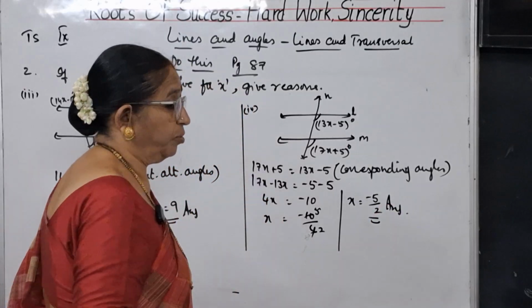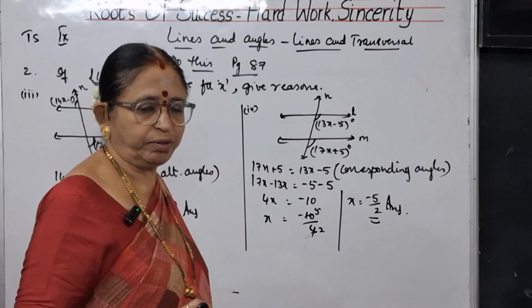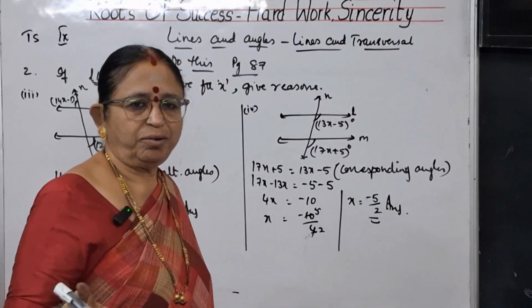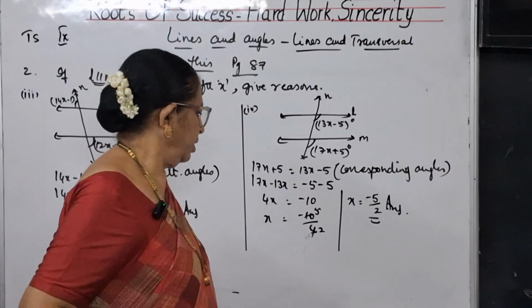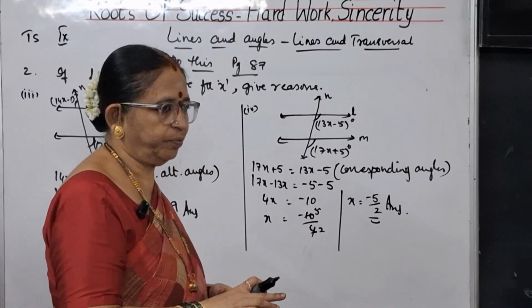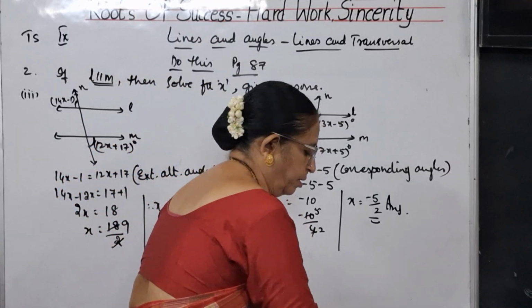Don't consider that we always need to get a positive. Of course, angles should be positive, but in this problem, they have given an equation. While solving, we can't help. The values given are in such a way that we have got the x value as a negative. I hope I am clear, children. Please copy it.